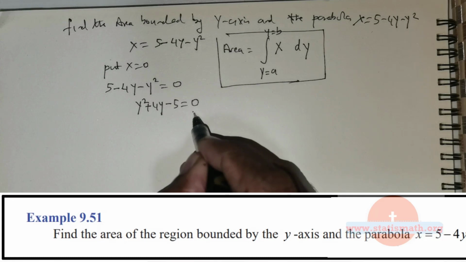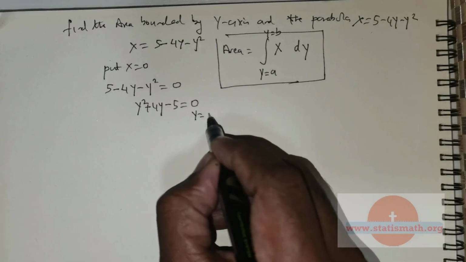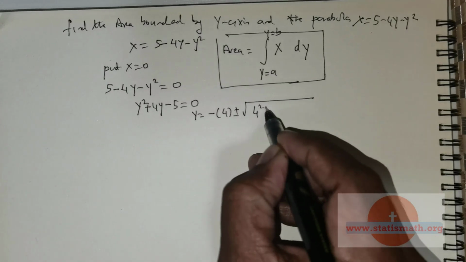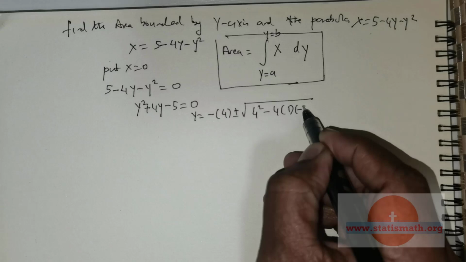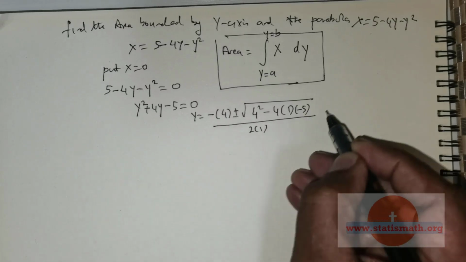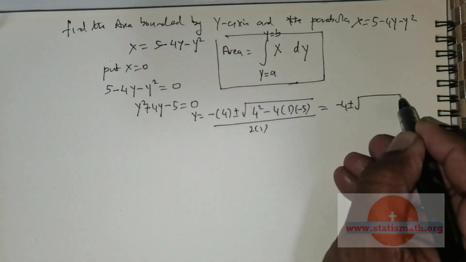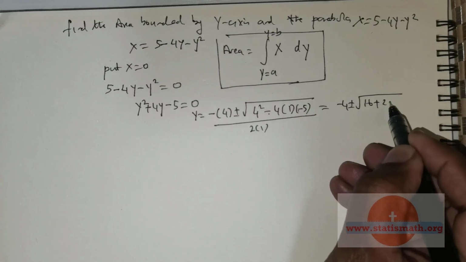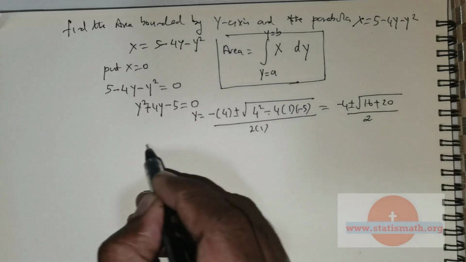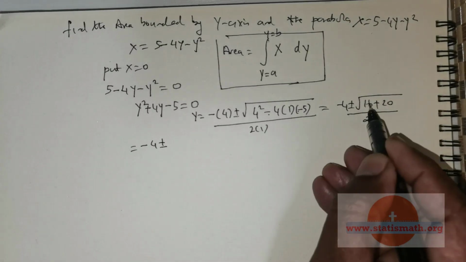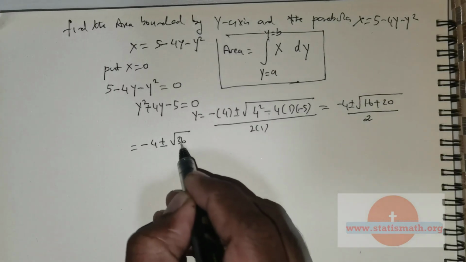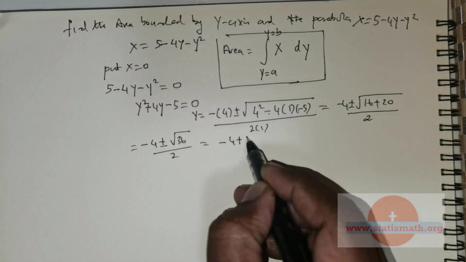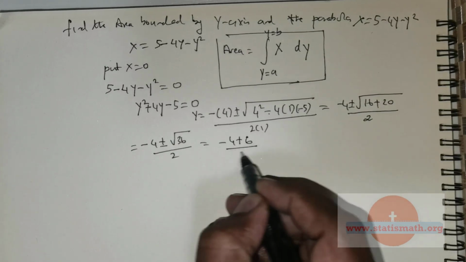Now I feel comfortable with quadratic, so I rewrite this as y = -b, which is going to be -4, plus or minus root of 4² - 4 times a times c, divided by 2 times a, which is -4 plus or minus root of 16. Negative negative is positive, 4 times 5 is 20, divided by 2. So -4 plus or minus root of 16 added with 20 gives root of 36, divided by 2. In other words, root of 36 will give you 6.